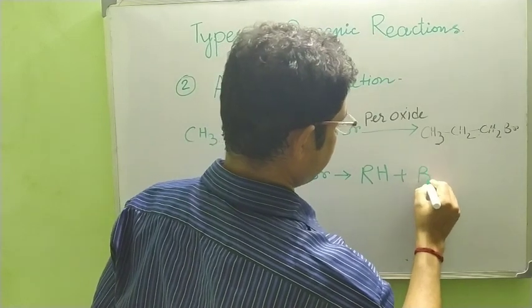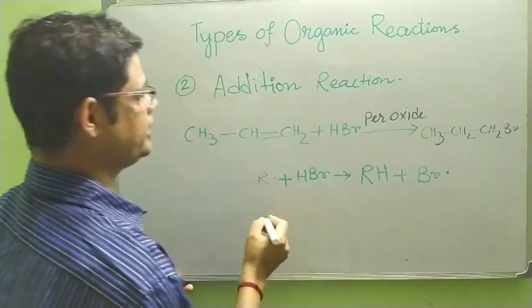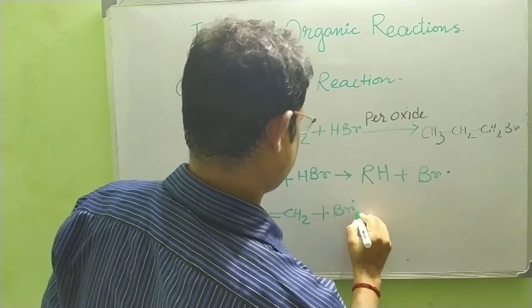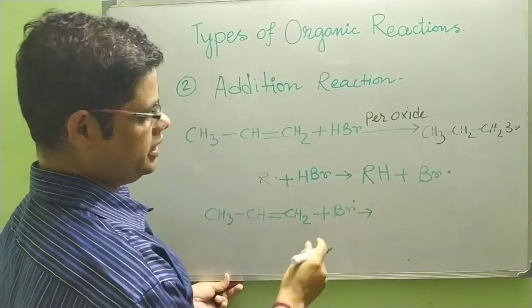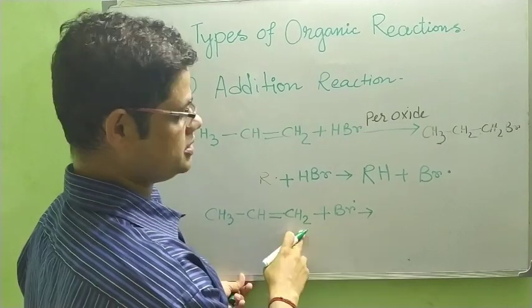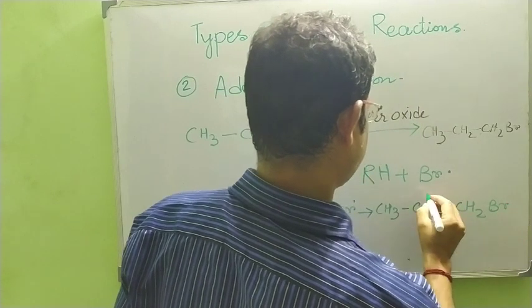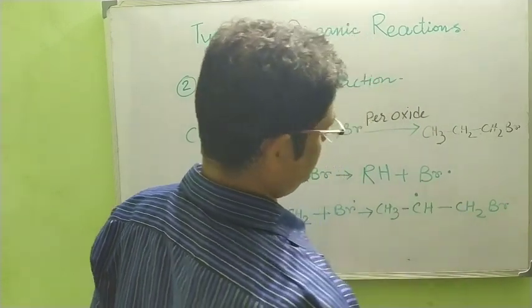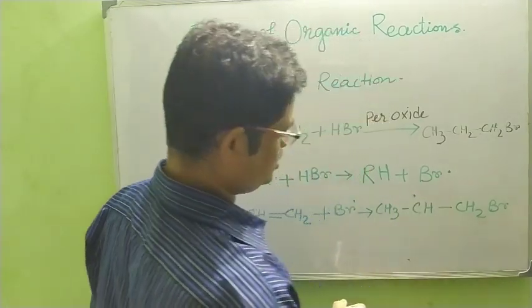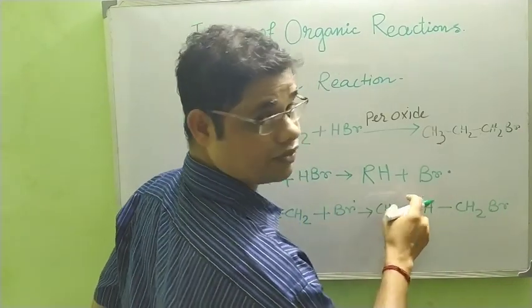RH plus bromine free radical. Now this bromine free radical reacts with this molecule. Here bromine acts like an electrophile, so it attacks in this position. It's predicted by Markovnikov rule. H2 Br. Here an unpaired electron is in this position. So the total molecule becomes again a free radical.